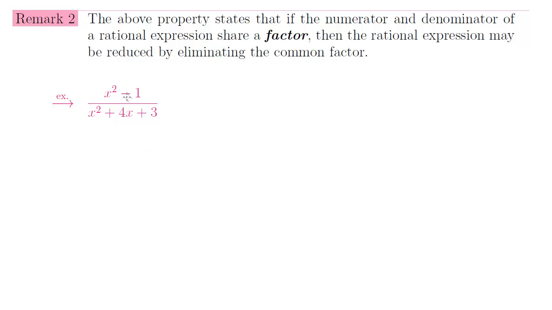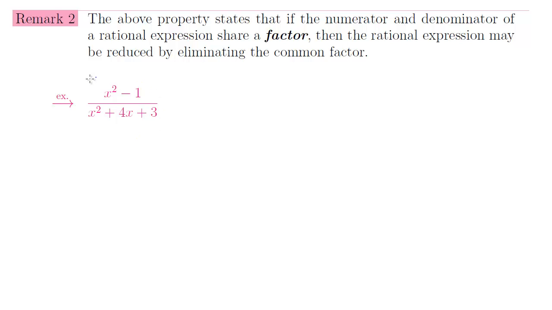But notice, these are not products on the top, and this is not a product on the bottom. The x squared is connected to the 1 by a minus sign. That makes x squared and 1 terms, not factors. And on the bottom, the x squared is connected by a plus sign to the 4x and a plus sign to the 3. These are terms, not factors. Factors are things that are multiplied together.